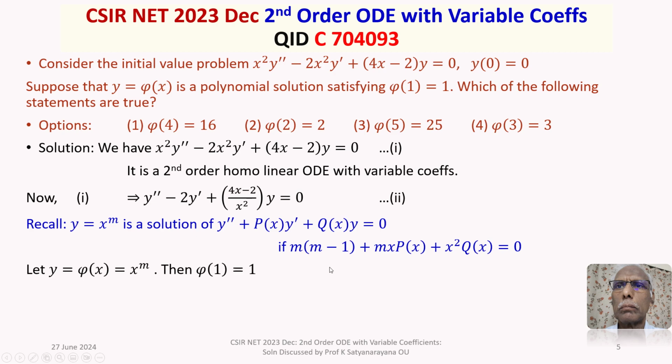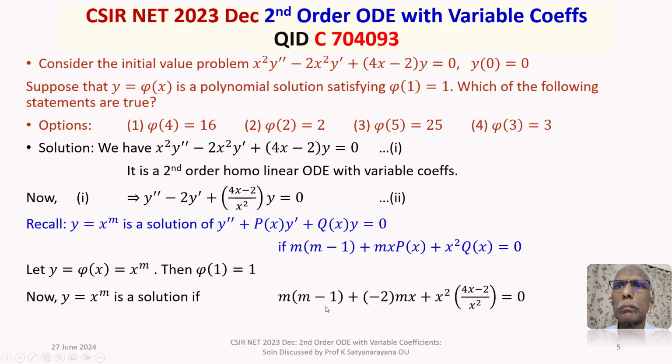So then phi of 1 is equal to 1, and now y is equal to x to the power of m is a solution if this is the condition, m into m minus 1 minus 2mx, because in our case p of x is minus 2 and q of x is 4x minus 2 by x square into qx is this one, right? So in our case, y is equal to x to the power of m is a solution if this condition is satisfied, and further simplification will give you m into m minus 1 minus 2mx plus 4x minus 2 is equal to 0. If it is so, then y is equal to x to the power of m will be a solution. We continue in the next slide.